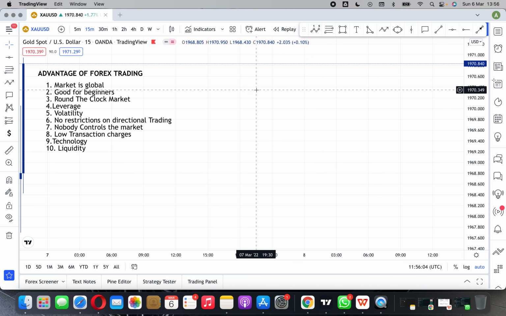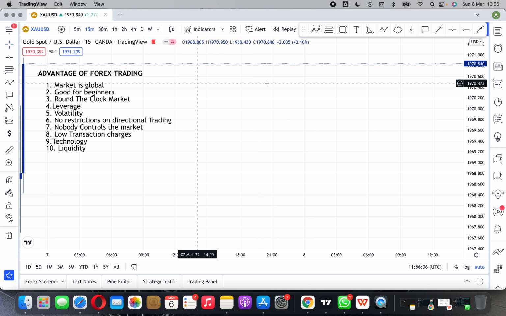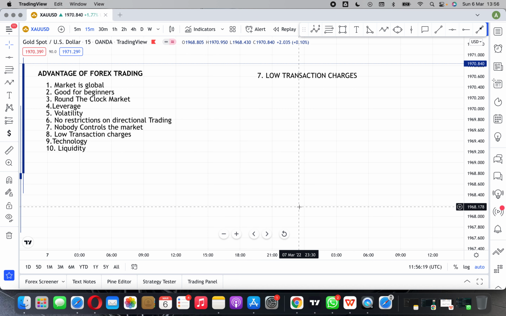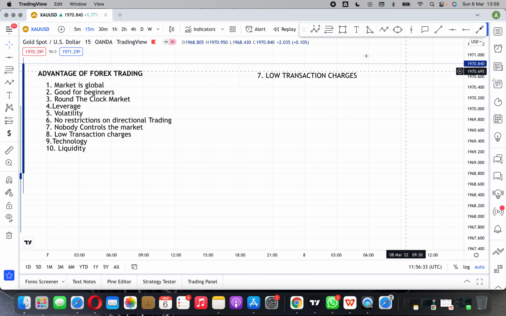Okay, so now the next one is low transaction charges. Number 7, low transaction charges. A small capital sum is enough to start online forex trading without any major cost of conducting transactions. The cost of transaction largely comprises the broker's fee, which he earns from the spread. There's something we call spread.